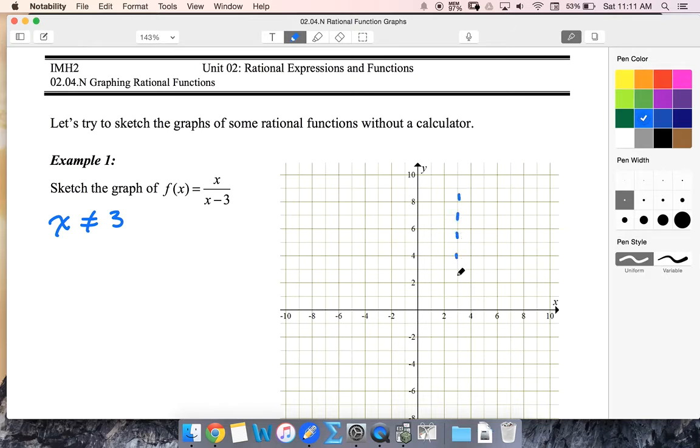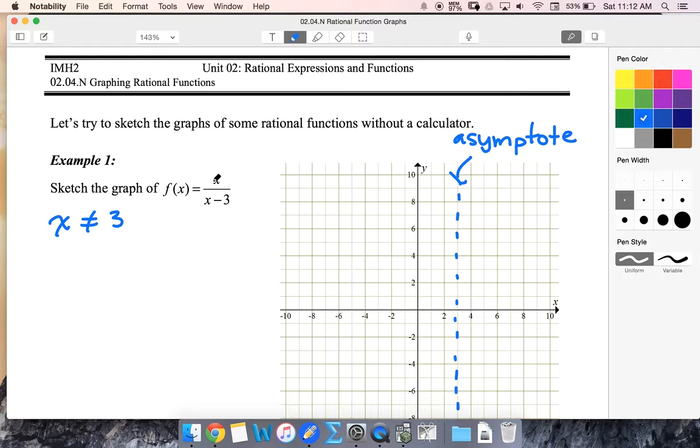So this here, this line, we call an asymptote. A-S-Y-M-P-T-O-T-E. And this is a line that my graph approaches, but it never crosses: a vertical asymptote. We're never going to be equal to it because if my x was allowed to be 3, I'd divide by 0. So let's look at some points on either side and try and see what's happening.